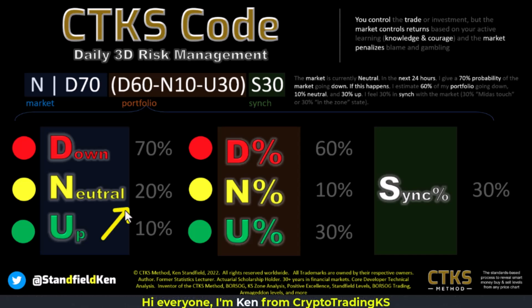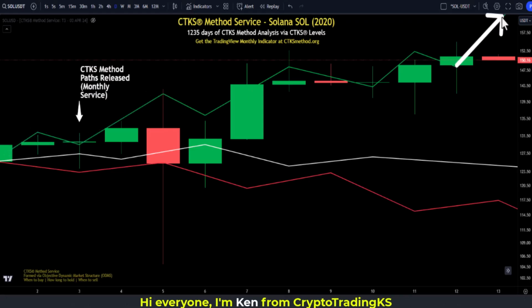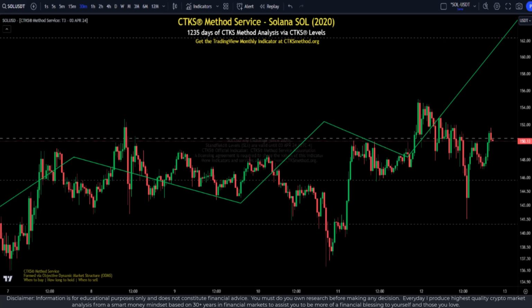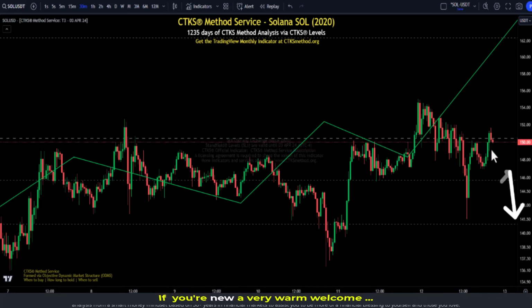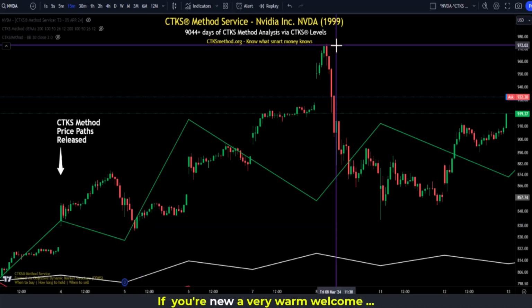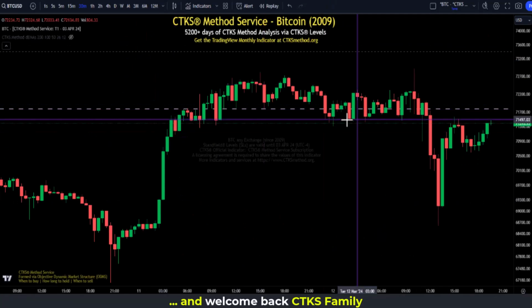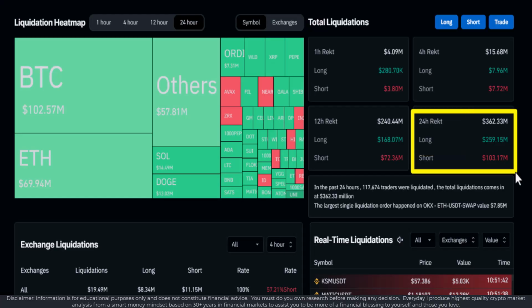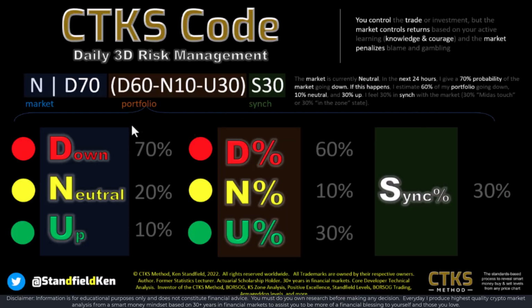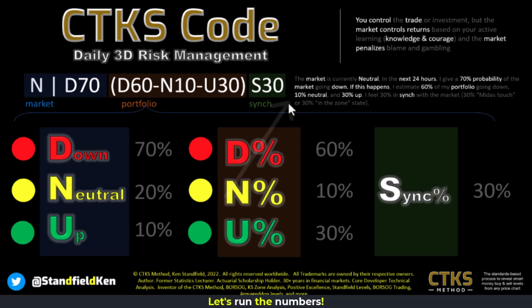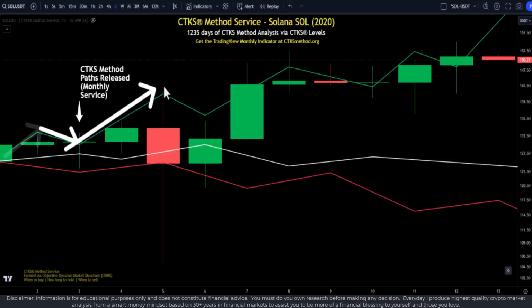As an investor or a trader, it's very important to manage your risk. One of the best ways to do that is with CTKS method paths and structure. You can gain X-ray vision inside the markets and see where price is coming up to and where it's likely to get repelled from. It's a very, very powerful methodology. Let's run the numbers.